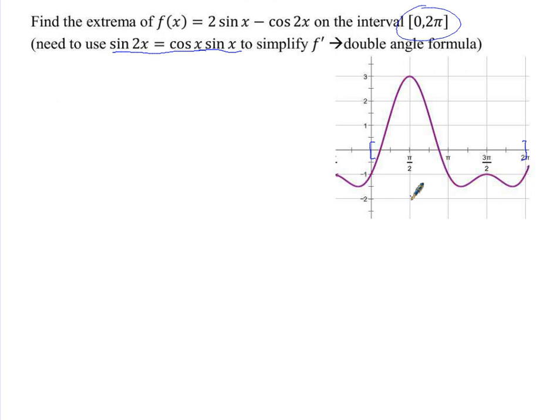So now, what is it that we're supposed to do? All right, we're going to take the derivative of the function. So we have two terms sitting there. How do we take the derivative of the first one? The first term, 2 sine x.